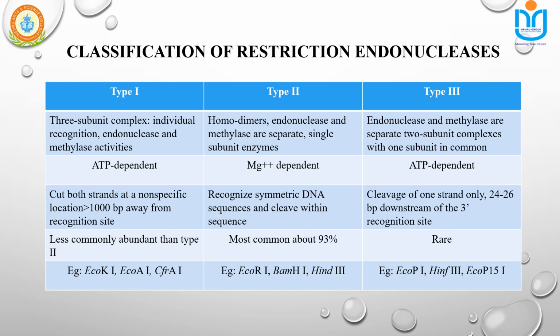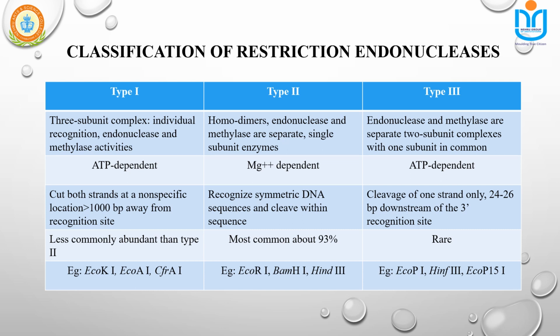Type 2 endonucleases are homodimers. Methylases are separate and are single subunit enzymes. They are magnesium ion dependent. They recognize symmetric DNA sequences and cleave within the sequences. They are the most common enzymes, about 93%. Examples are EcoRI, BamHI, HindIII.